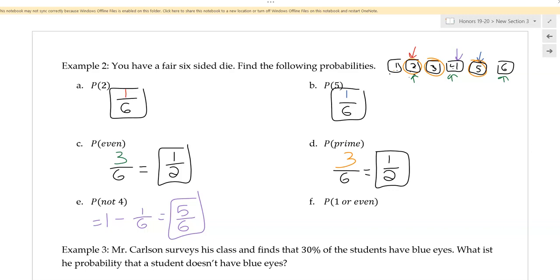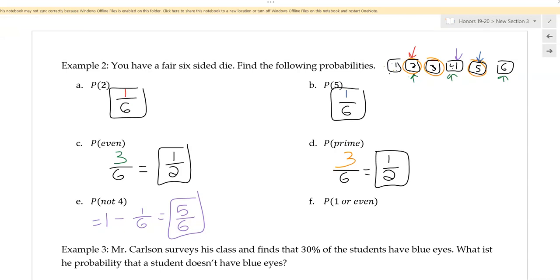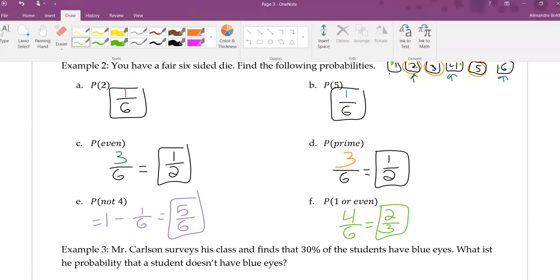Probability of 1 or even. Well, here's a 1. And these are our even numbers, right? So there's 1, 2, 3, 4 of them. Okay.